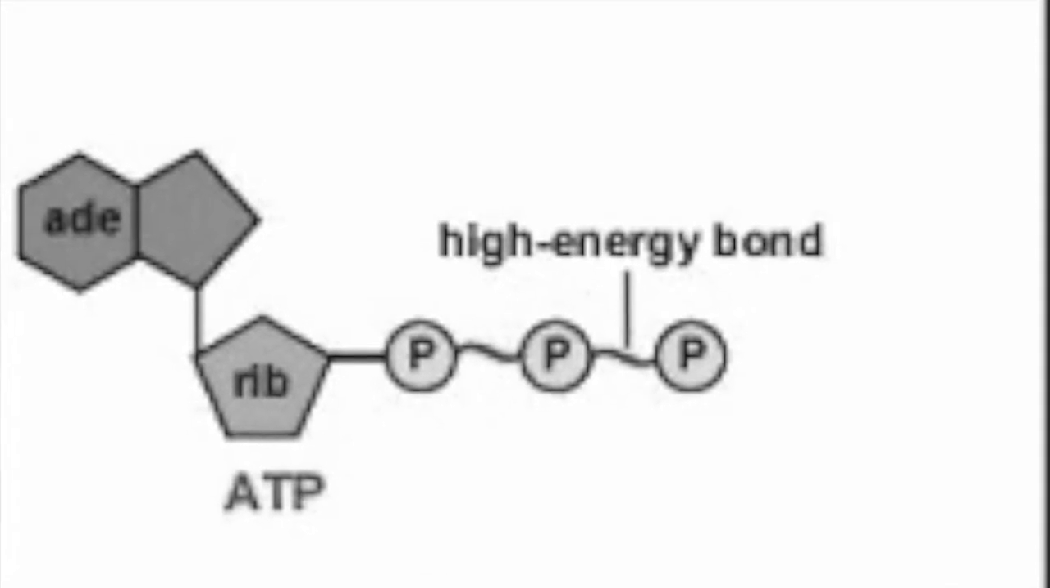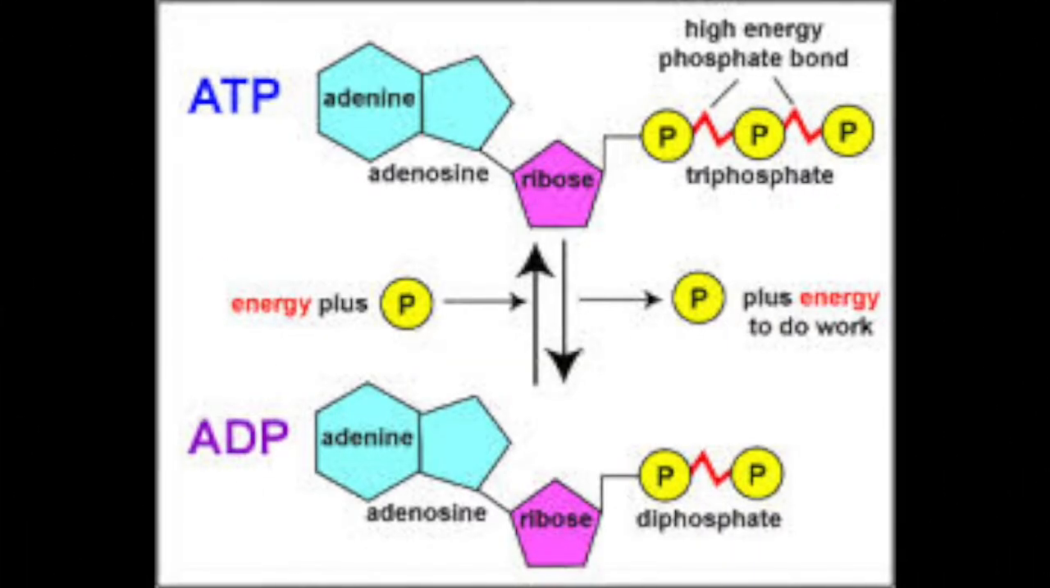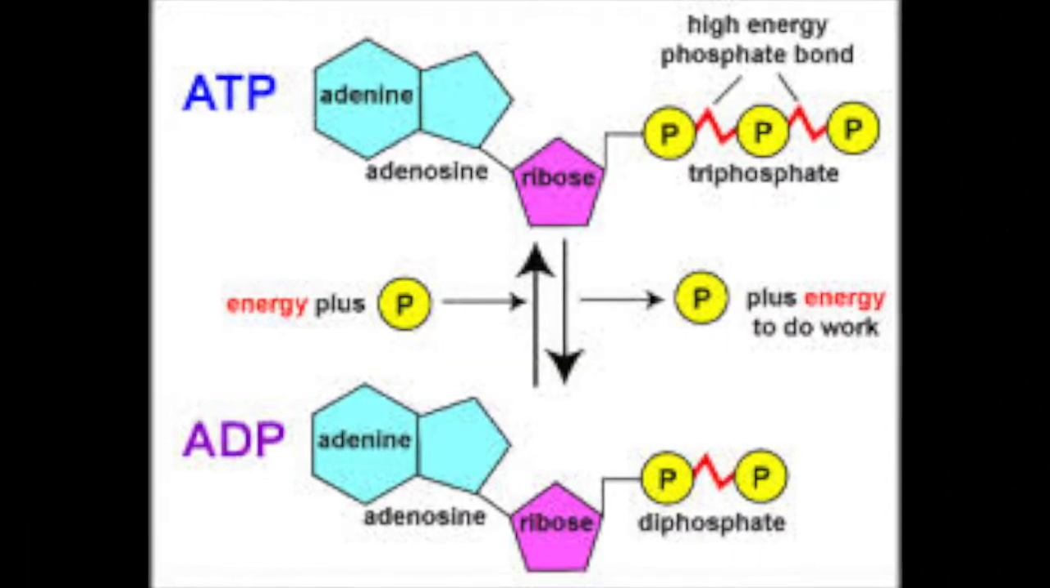First, ATP is the primary energy molecule used by living things. The overall function of ATP is to store and eventually release energy. This is done through the ADP and ATP cycle.